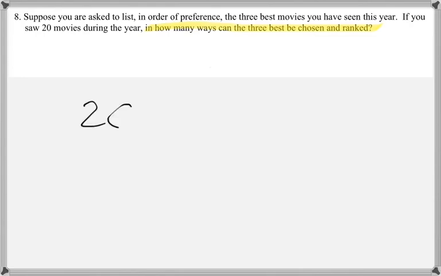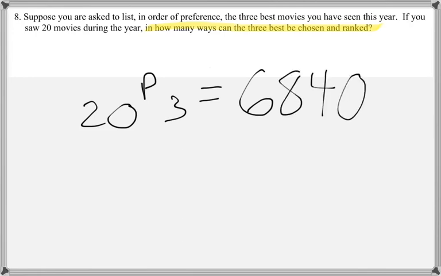So we have 20 movies total, and we are selecting 3 of them. So that's going to be 6,840.